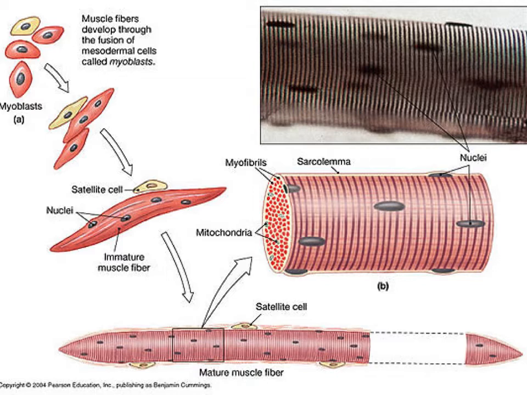And as it develops, it'll develop these actin and myosin, and eventually you'll have this zebra print called striations, and those striations run perpendicular to the length of the muscle fiber. That zebra print that you see there, dark, light, dark, light. And now you have yourself a mature muscle fiber, an adult muscle fiber.